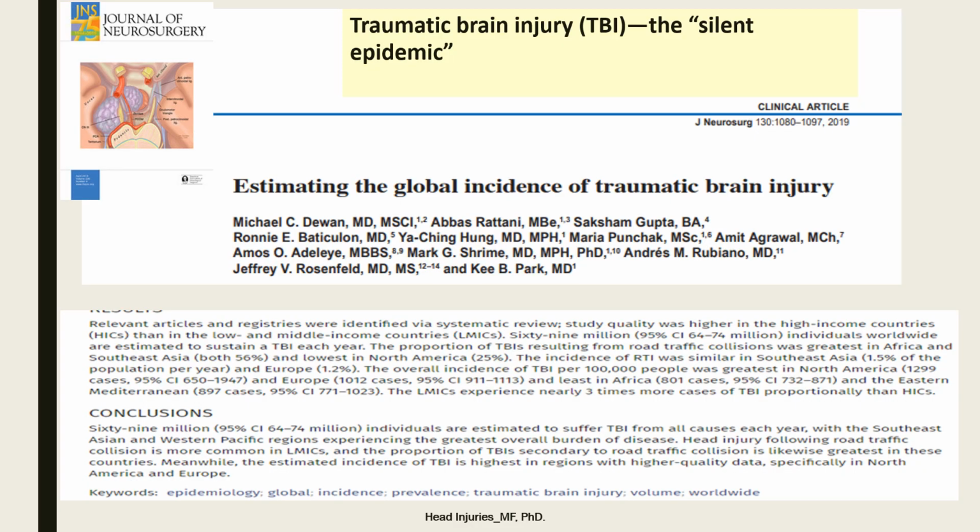As you can see, this slide shows an article that is estimating the global incidence of traumatic brain injury. It states that 69 million individuals are estimated to suffer from traumatic brain injuries from all causes each year. And when it comes to low to medium income countries, the proportion of traumatic brain injuries is caused mainly by road traffic accidents.